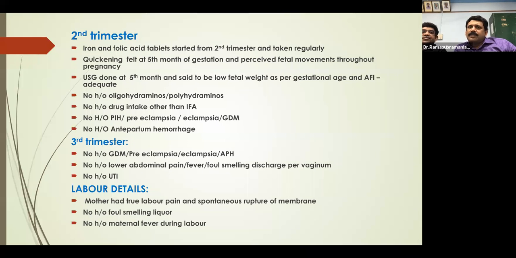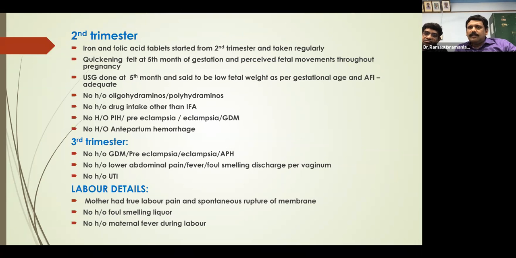Next. Second trimester. So why we ask about all these things is we try to bring out as many risk factors as possible. That is the idea of asking so many questions in the antenatal, natal, or postnatal period. Because any event here will cause insult to the developing brain, and that can lead on to the neurological deficit later. Okay. So quickening was felt at 5th month.